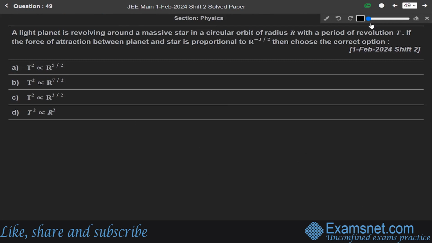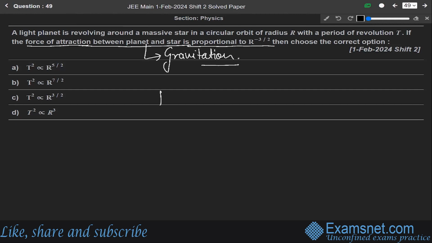Now next question 49. A light planet is revolving around a massive star in a circular orbit of radius r with a period of revolution t. If the force of attraction between planet and the star is proportional to r to the power minus 3 by 2, then choose the correct option. Okay, so this question is from the chapter of gravitation. In this question, we are given that the force of attraction between the planet and the star is proportional to r to the power minus 3 by 2.